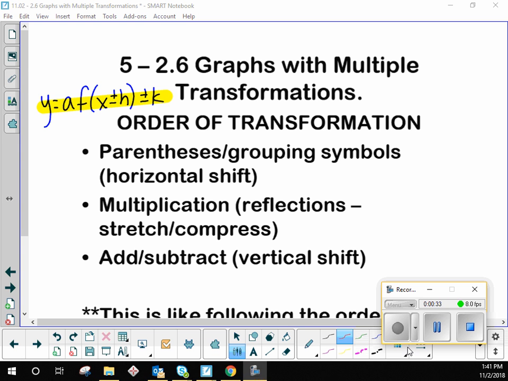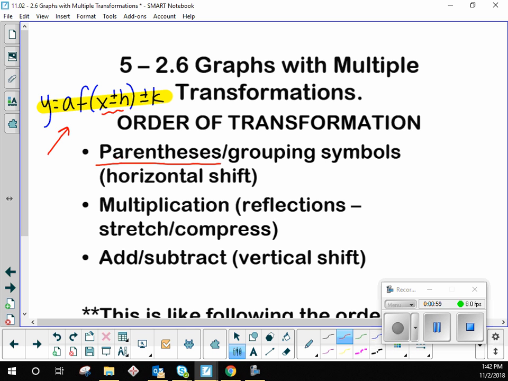This right here that I have highlighted is the general form for all the transformations. You have a basic function. You're either adding or subtracting something here to x. And so right here when we talk about the order of transformations, you want to do parentheses first or grouping symbols. We're talking about this piece. Okay, and that's going to be your horizontal shift. So left or right is the first thing you're going to do every time.